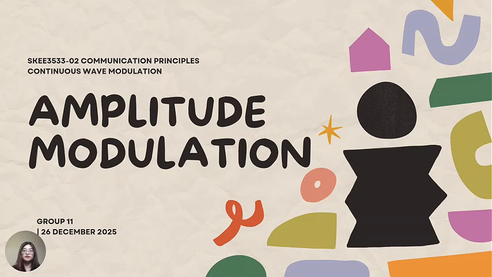Hi everyone, we are from the SKE 3533 Communication Principle course, Session 2, Group 11. My name is Ang Yiqing and welcome to our presentation. Today our topic is Amplitude Modulation, AM.